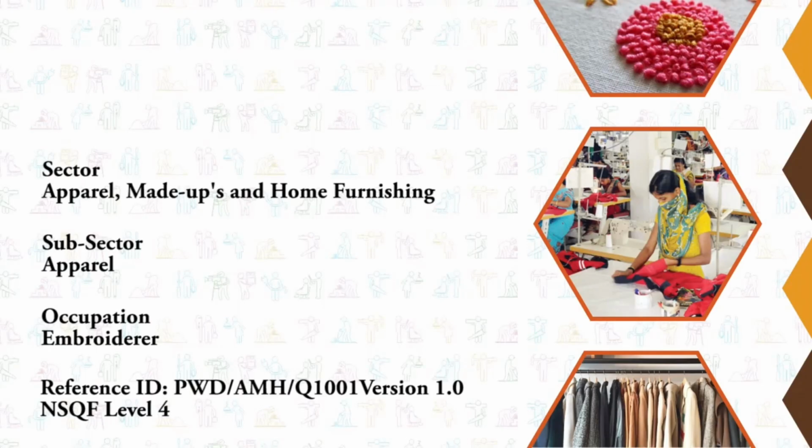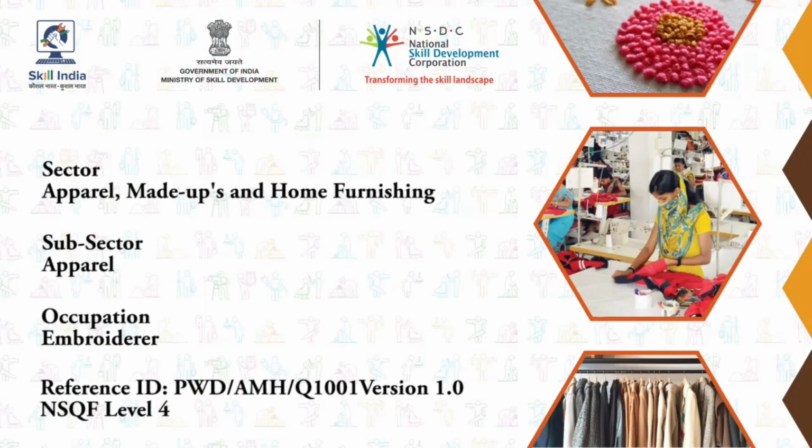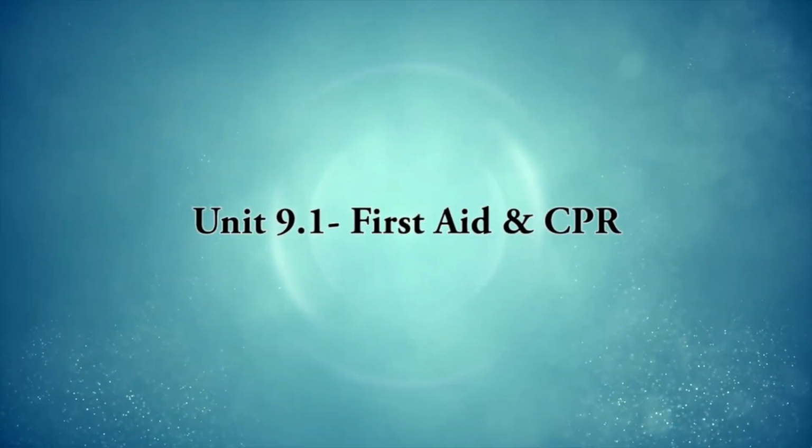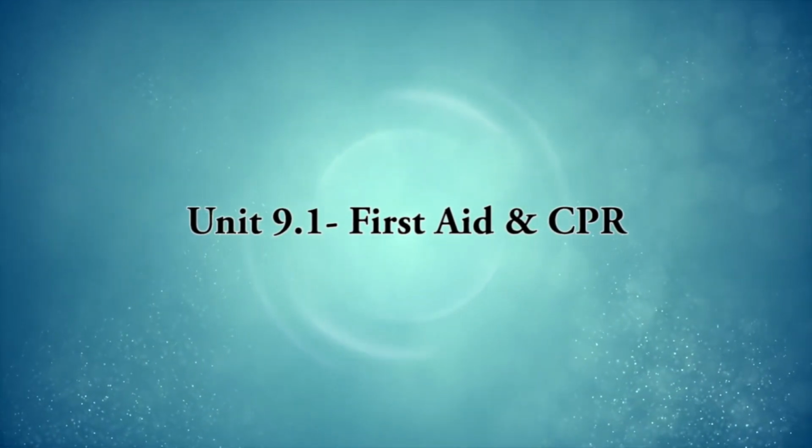Sector: Apparel, Made-ups and Home Furnishing. Subsector: Apparel. Occupation: Embroiderer. Reference ID: PWD AMH Q1001. Version 1.0. NSQF Level 4. Chapter 9: First Aid and CPR. Unit 9.1: First Aid and CPR.